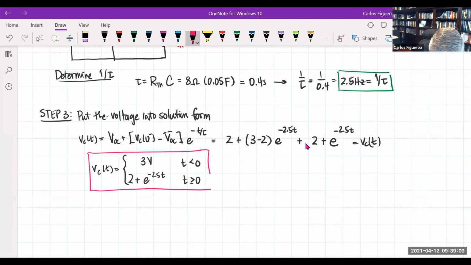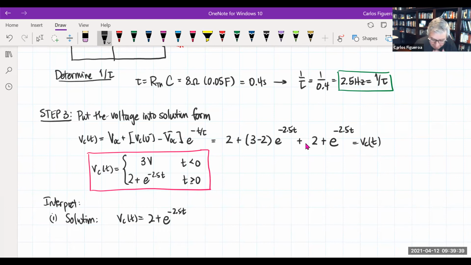Now note, I didn't have to write it this way. I wrote it this way to make sense of what it means. So now what I want to do here is interpret. So what does this mean? If I look at the solution, the first thing I want to do is look at the solution. The solution tells us that VC of t is 2 plus e to the minus 2.5t.